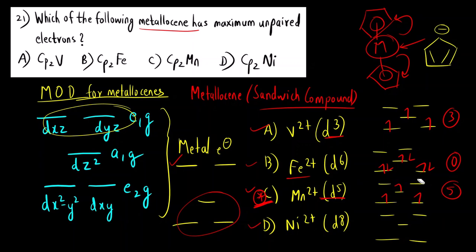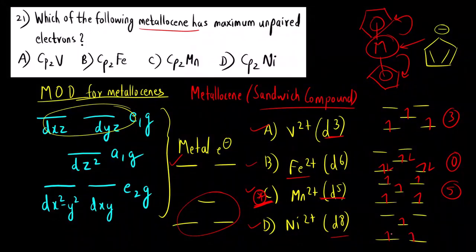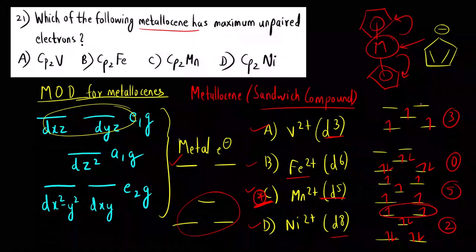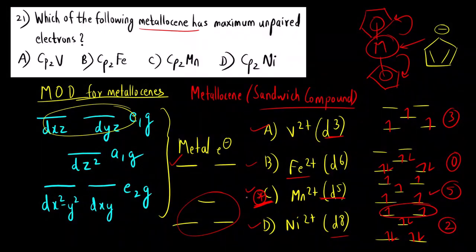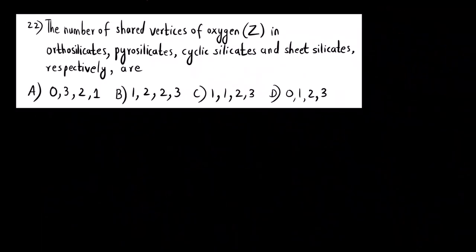If you do pairing, then you will get only 1 unpaired electron. That will be incorrect. The correct answer is there are 5 unpaired electrons. Nickel, 1, 2, 3, 4, 5, 6, 7 and 8. How many unpaired electrons? 2. So which has maximum unpaired electrons? Manganese. Manganese is the correct answer.